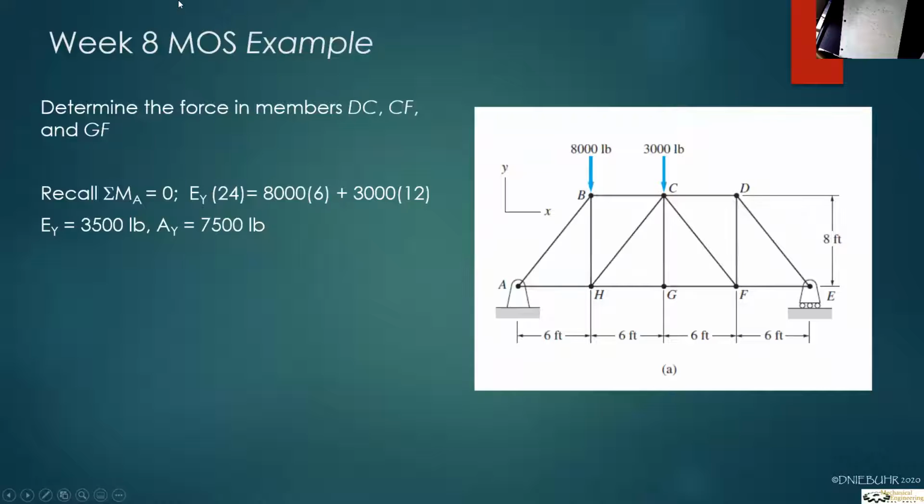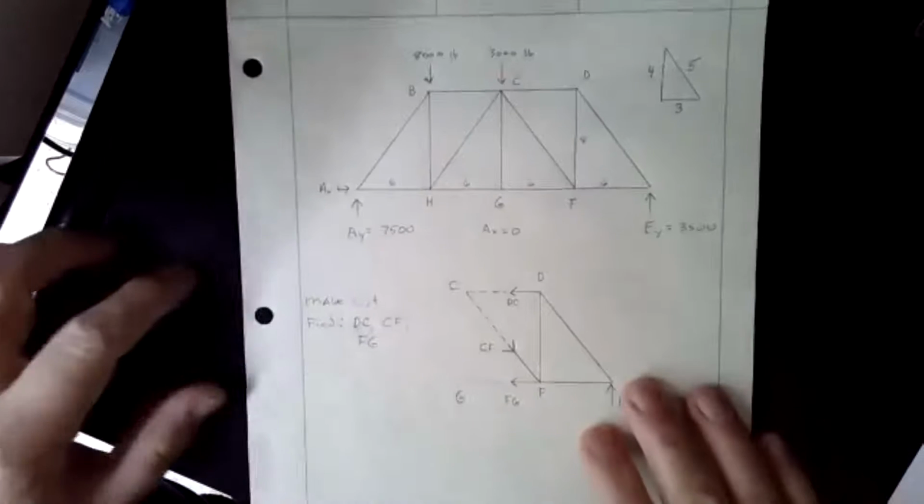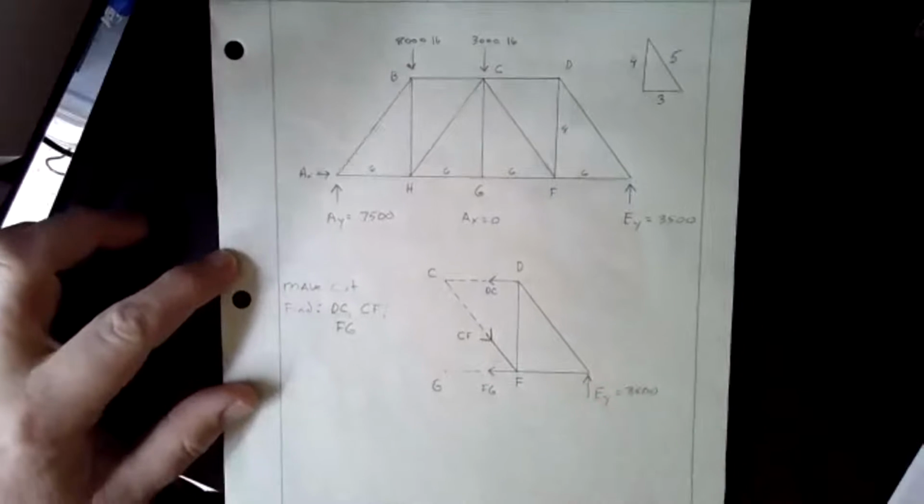So let's go ahead. Oops, sorry. There we go. All right, so there's our diagram.